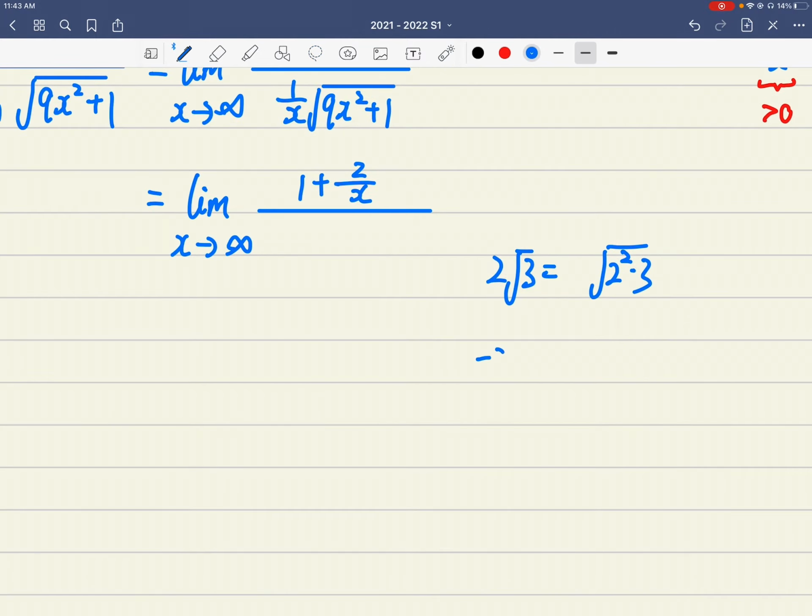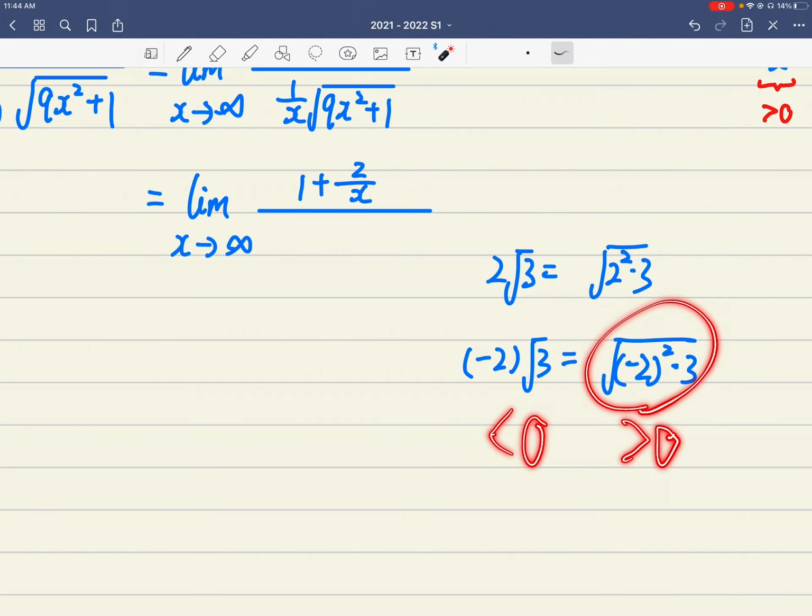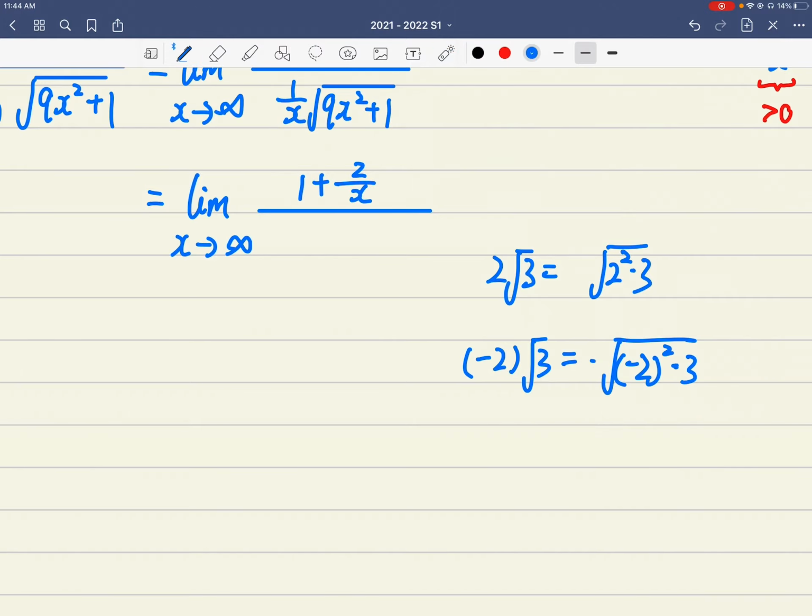But if it's negative 2 times square root of 3, can you do the same thing? Can you just square negative 2 into the square root and say, okay, that's it, finish? No, because here, the left-hand side is a negative number. Now, if you write it this way, it's a positive number. The difference between the left and the right is a negative sign. So you have to put an extra negative sign in front if this number is negative.